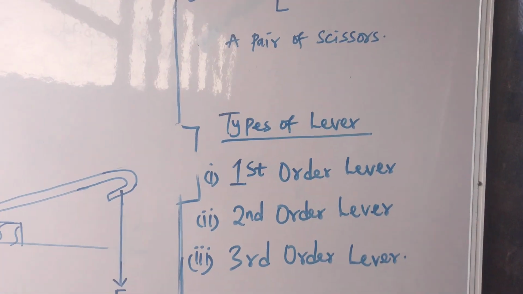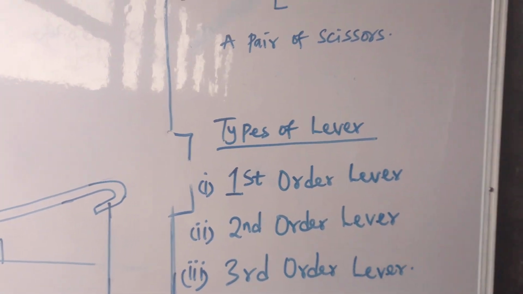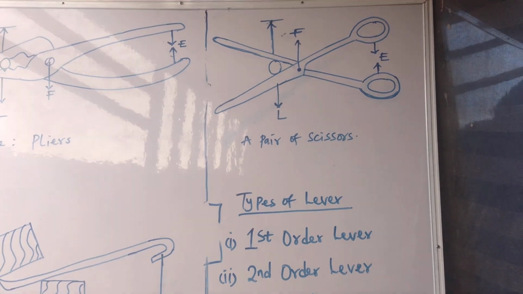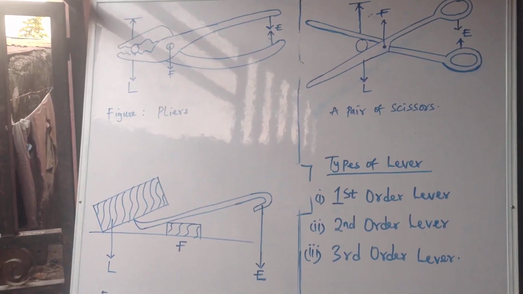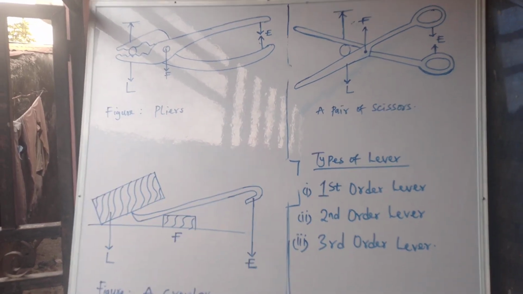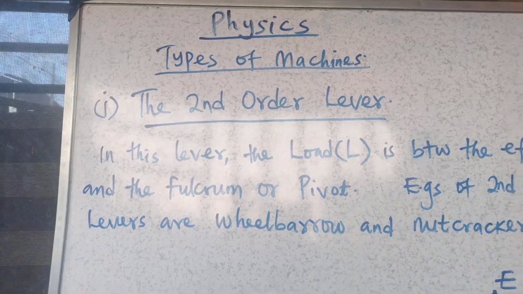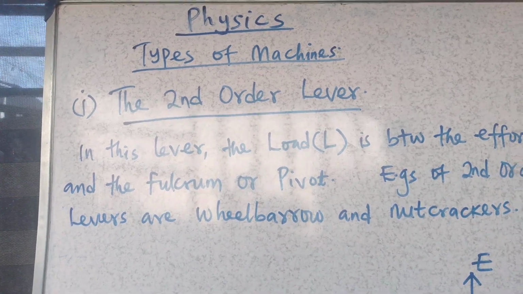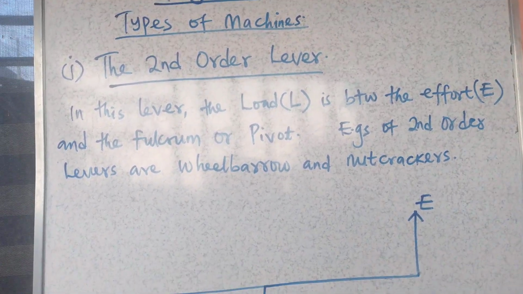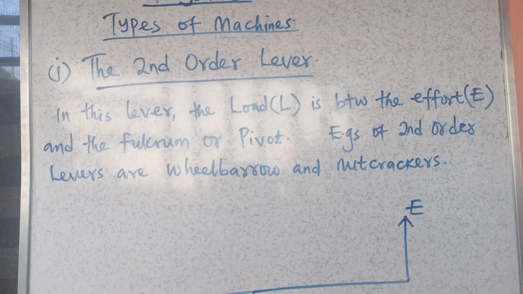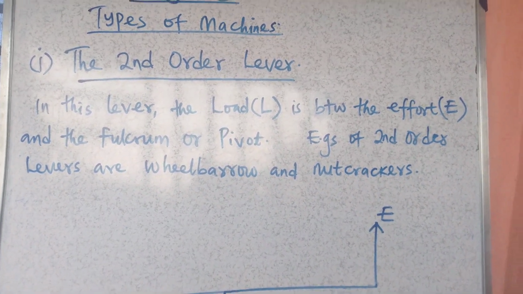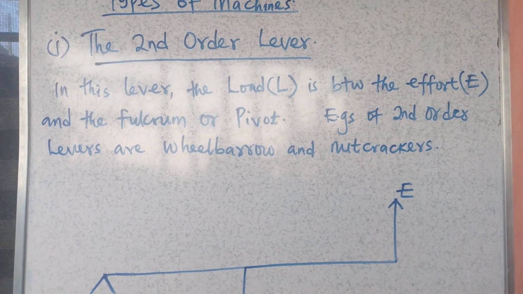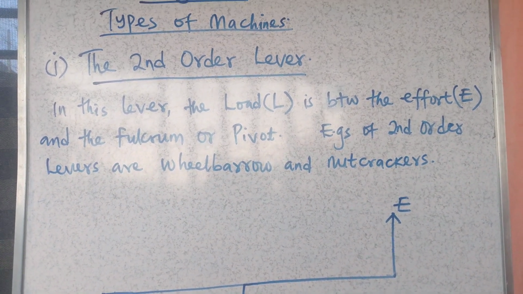Now let's go over to the second order lever. Quickly, let's consider the second order lever. In this lever, the load is between the effort and the fulcrum or pivot. Examples of second order levers are wheelbarrow and nutcrackers.